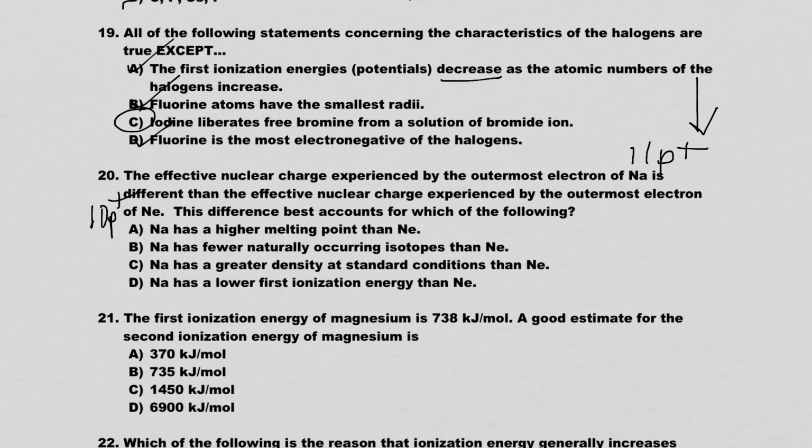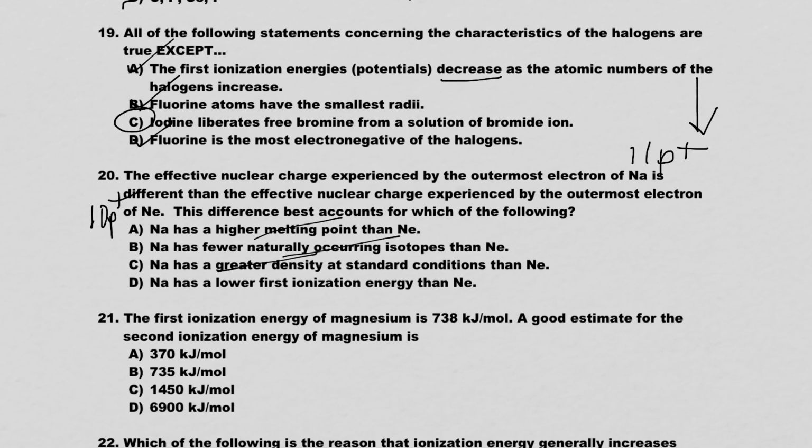A, something about melting point. No, it couldn't be melting point. Fewer naturally occurring isotopes. Well, effective nuclear charge really has nothing to do with isotopes. That's about different masses and things. C, density. Greater density at standard conditions. I think they're just throwing in some of these things to see if you even know what this is about. And then D, sodium has a lower first ionization energy than neon.